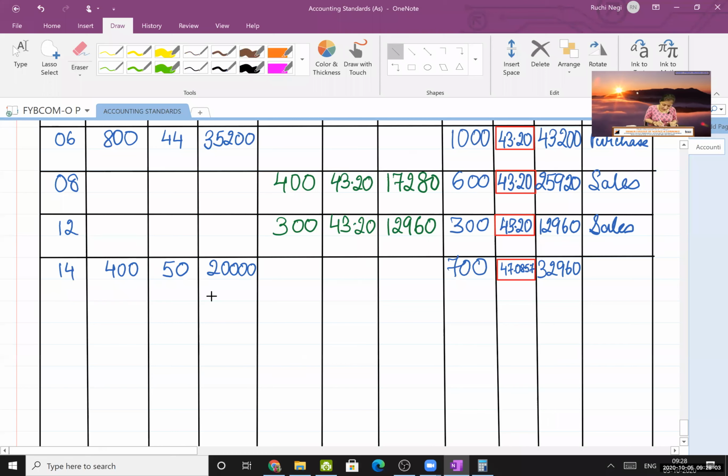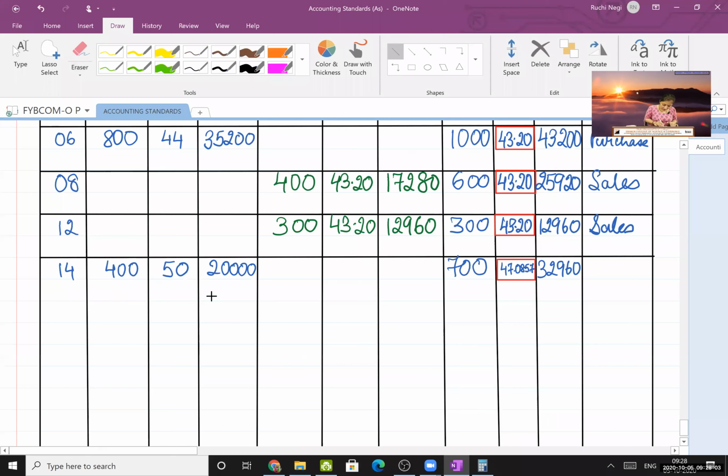Next. Last is 26th, sales of 600 units. Ignore the selling price. 600 units. So 26 Jan, 600 units, write it here. What is the weighted average rate now with me? This is my weighted average rate, so I'll take this, 47.0857.